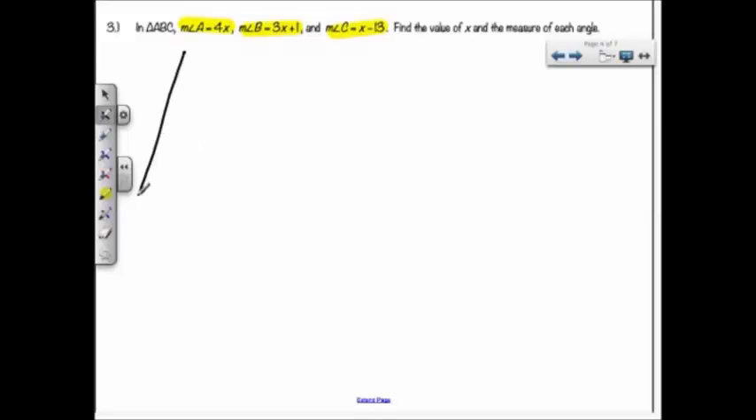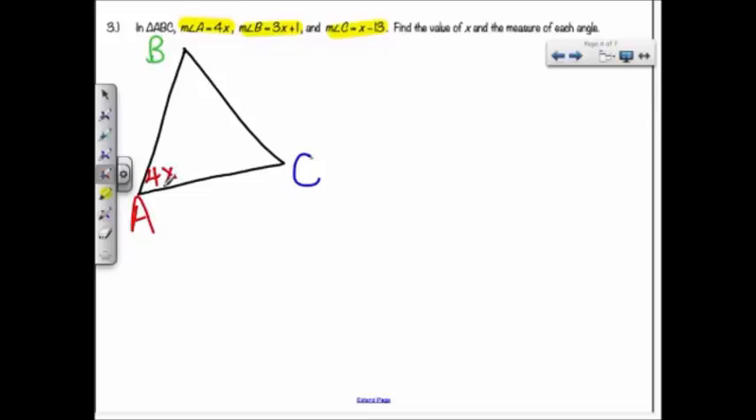So I know that I have angle A right here, and then I also have angle B and angle C. Now I know that the measure of angle A is 4x, so I'm going to label this inside of here as 4x. I know that angle B is 3x plus 1.